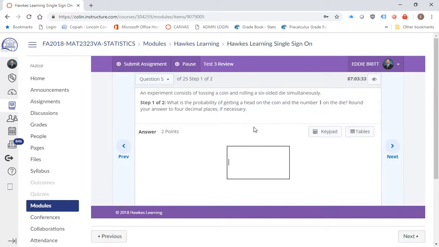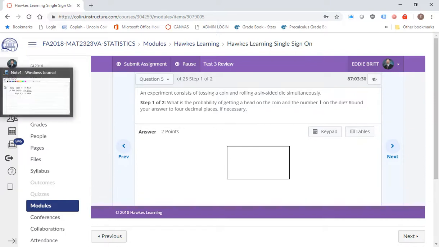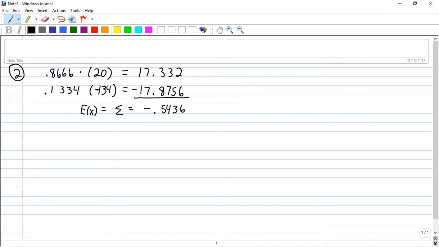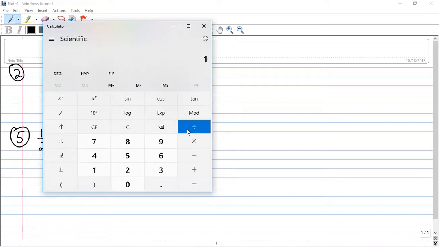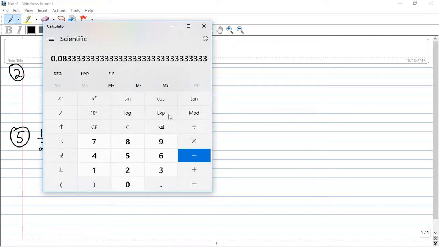So the probability of getting a head on the coin, this is problem number 5, getting a head is 1 out of 2. The probability of rolling a 1 on the die is 1 out of 6. So we have to multiply those, and we'll get the probability is 1 out of 12. So let's just say 1 divided by 12. Alright, and if I round this to 4 places, it's going to be 0.0833.